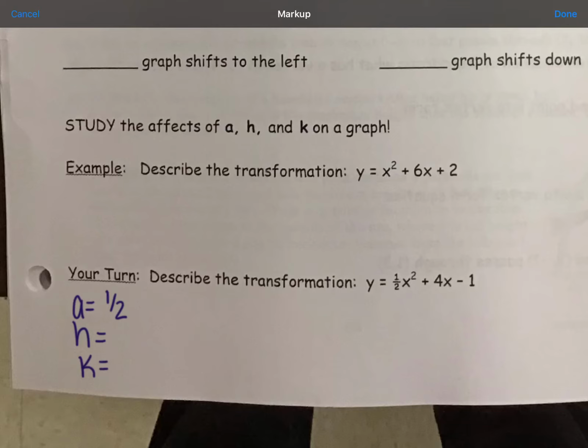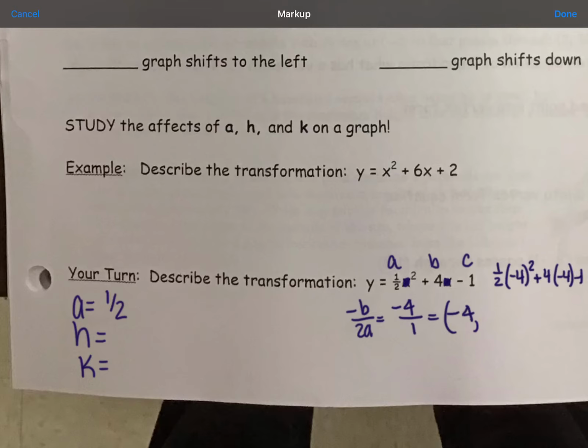To find h and k, remember you have to find the vertex. So to find the vertex, we're going to label our a, b, and c. And the equation is negative b over 2a. Negative 4 over 2 times 1/2 is 1, so my x-coordinate of my vertex is negative 4. Remember to take out those x's and plug in a negative 4, so you get 1/2 times negative 4 squared plus 4 times negative 4 minus 1.